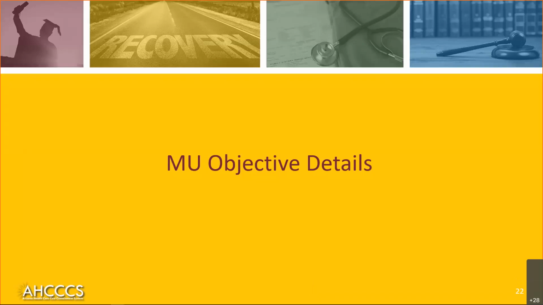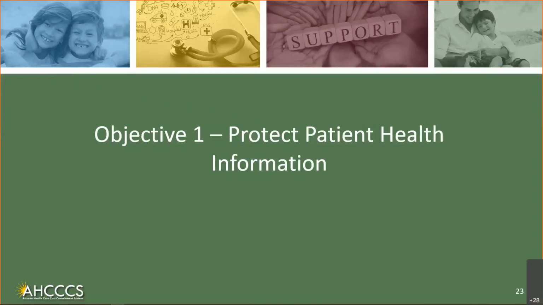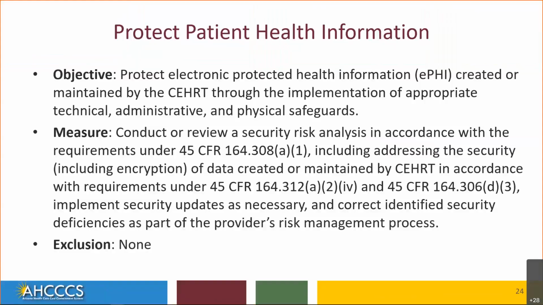Okay, moving on to meaningful use objective details. So we will be going over each objective and what type of measures and exclusions are available for that objective. So the first objective is protecting patient health information. The objective is to protect electronic protected health information, otherwise known as PHI, created or maintained by the CERT through the implementation of appropriate technical, administrative, and physical safeguards. The measure is to conduct or review a security risk analysis.